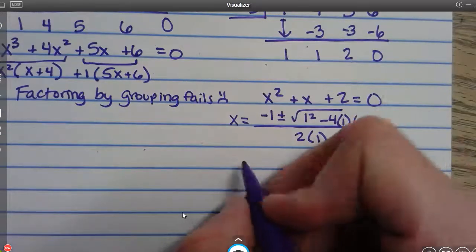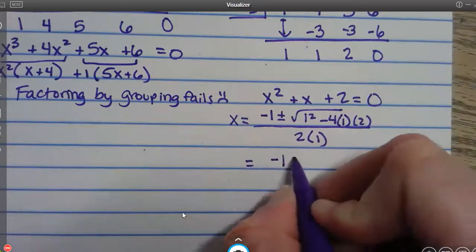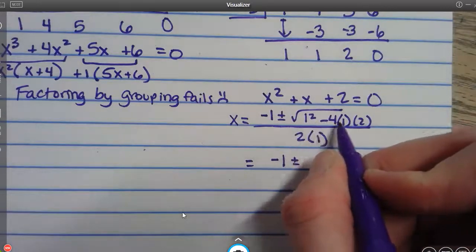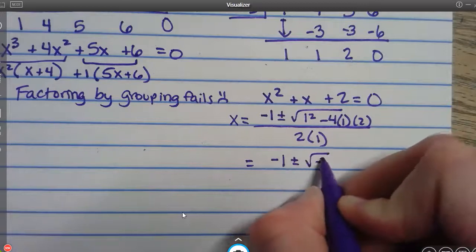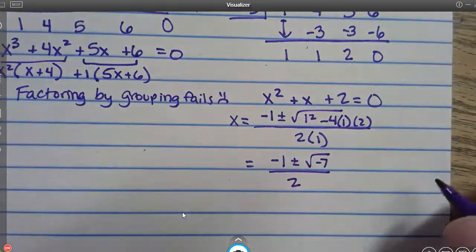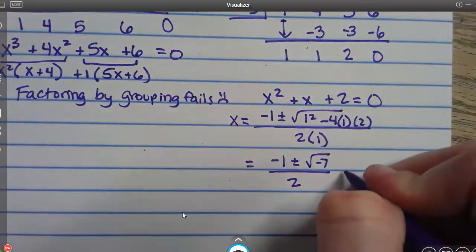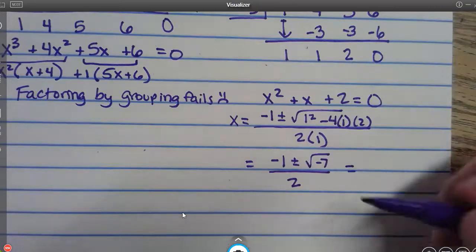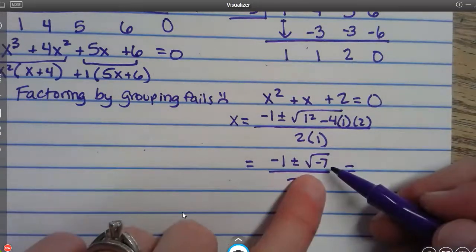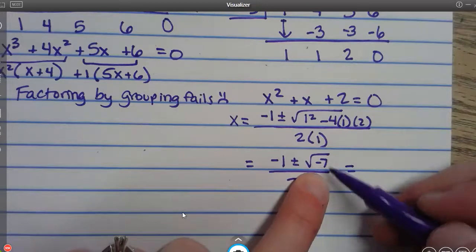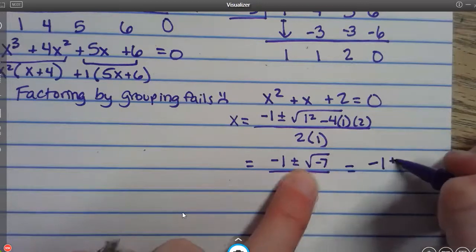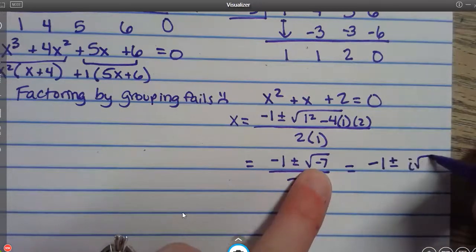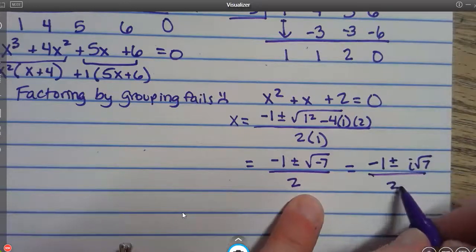Then we simplify. We have 1 minus 8 underneath the square root, so negative 7 under that square root. And the square root of 7 we can't simplify. We could bring an i out front. So we get negative 1 plus or minus i square root of 7 all over 2.